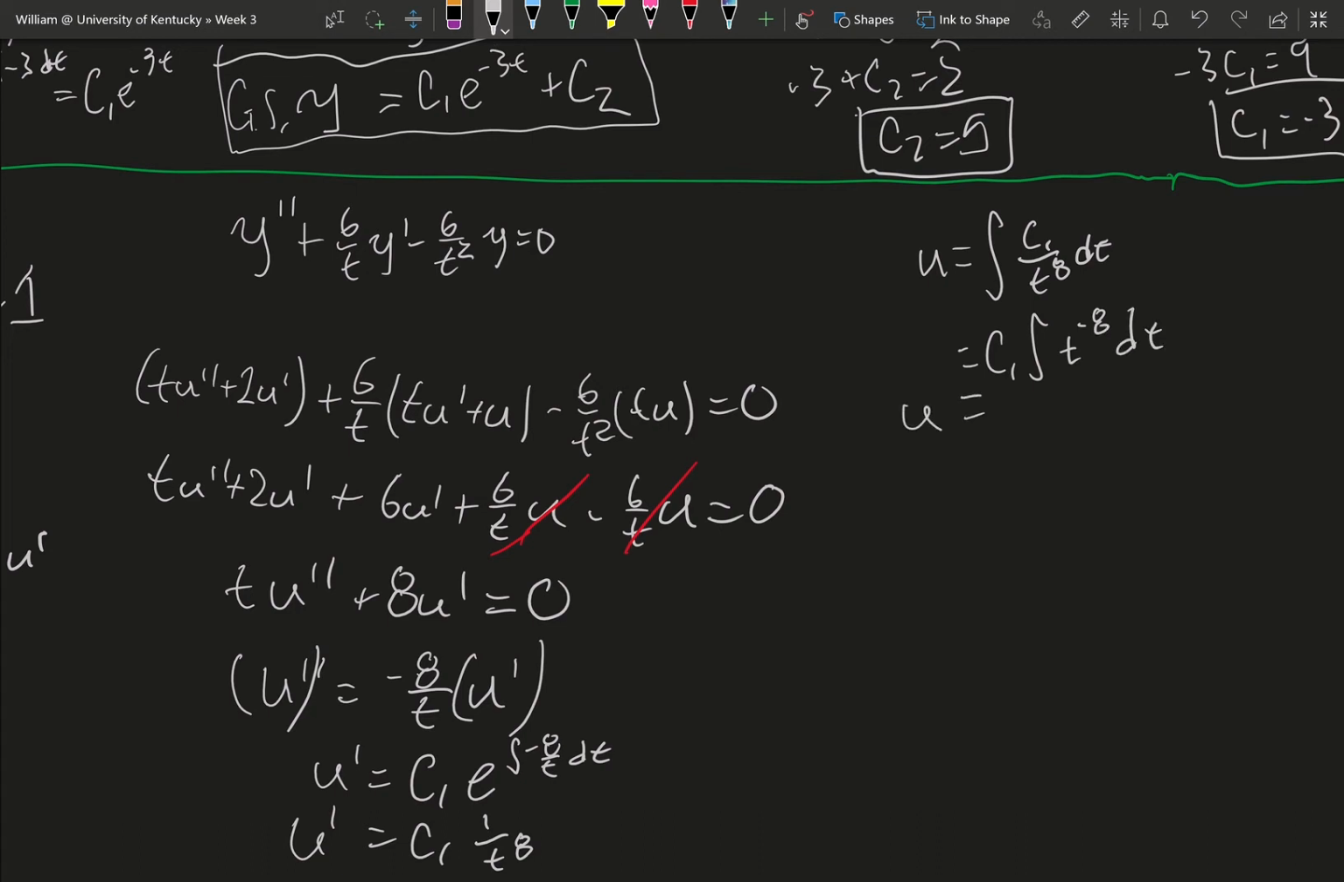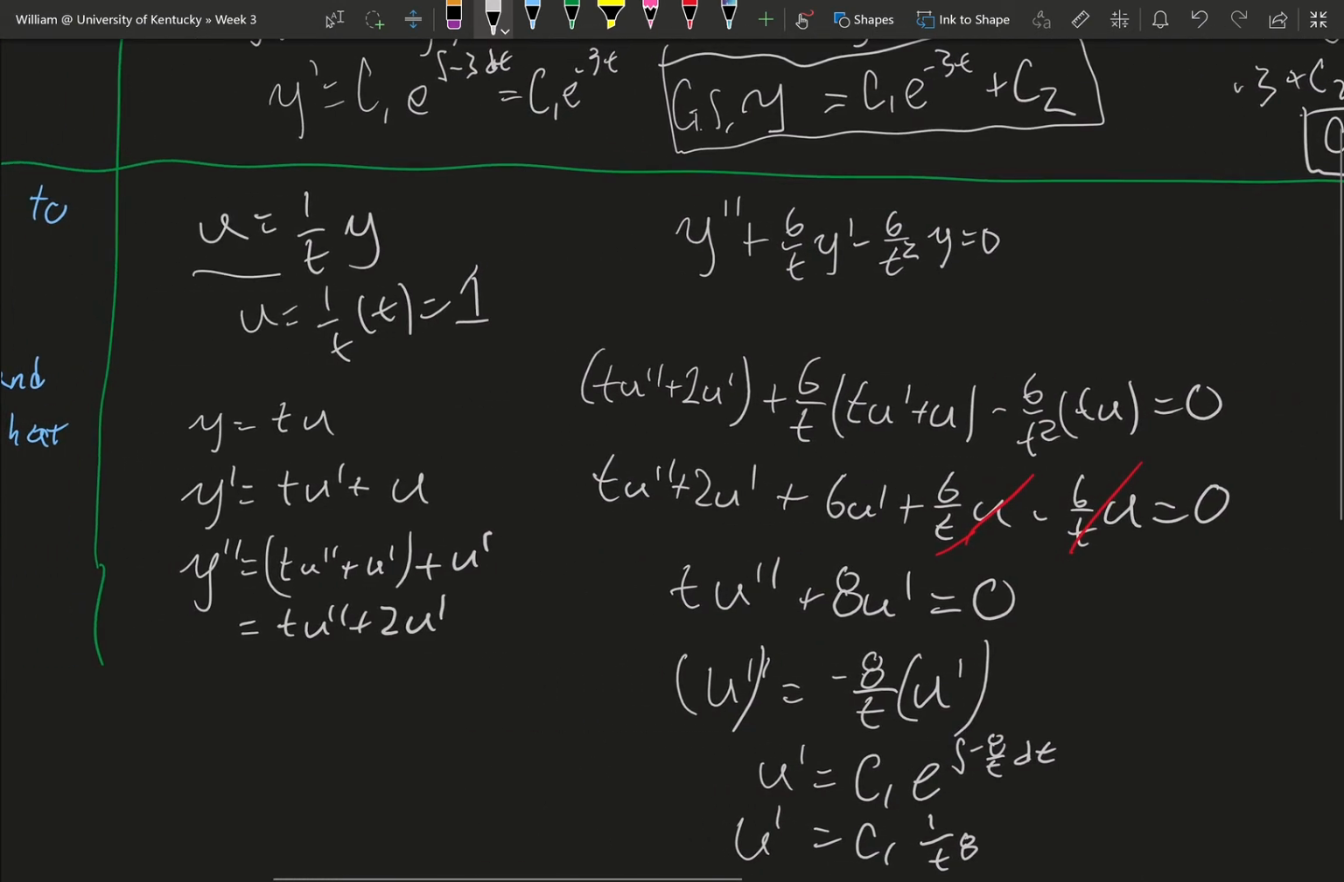So that tells us that u is c1 times t to the negative 8. So that's going to be, you add 1, gives us negative 7 divided by it. So negative, or 1 over negative 7 t to the 7th, plus now some other constant, c2. And we can go ahead and absorb that. So u equals c1 over t to the 7th plus c2. Okay, almost done. Just have to undo our substitution.